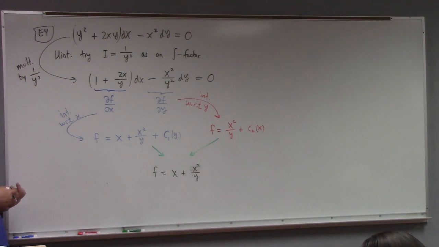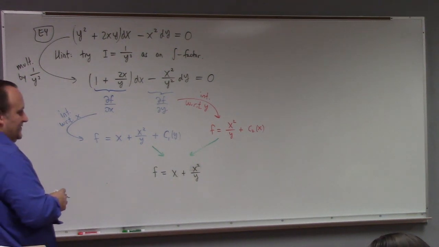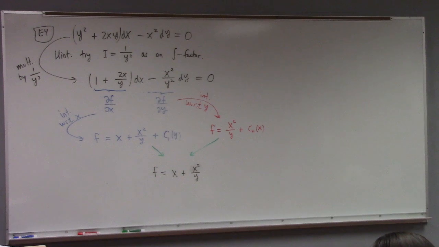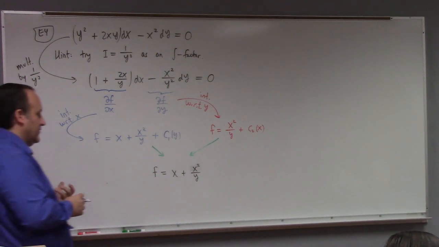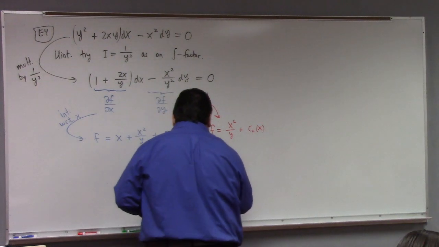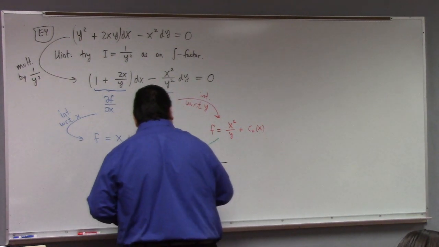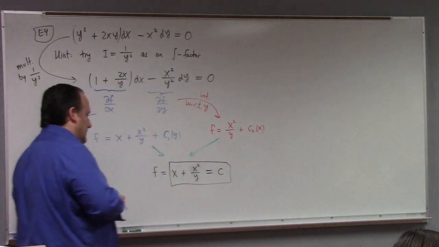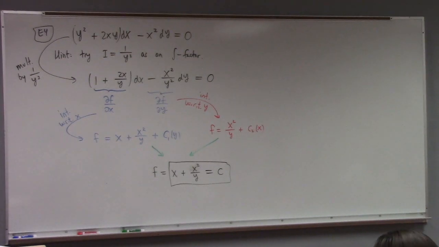Now, is that the solution? If you put a box around that and say that's my solution, I will take points off because you're wrong. That is the level function. The solution is an equation which is the level curve. In other words, I set this equal to a constant. There you go. That would be the solution to this. That's an implicit solution. Of course, we could find the explicit solution here.